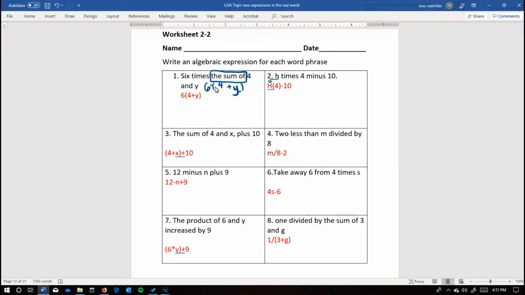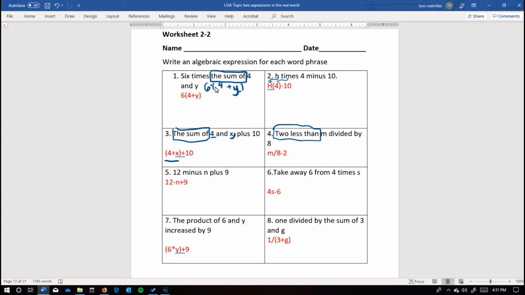For this one, you can use any combination of different ways of writing multiplication. 4 minus 10. Okay, now the only thing is don't use the x because we're in algebra now. We don't use the x to mean times. All right, the sum of, that is parentheses, and in the parentheses we're going to have 4 and x, just like I have here. There's a comma, which means we're now out of the parentheses, and we're going to put a plus 10.